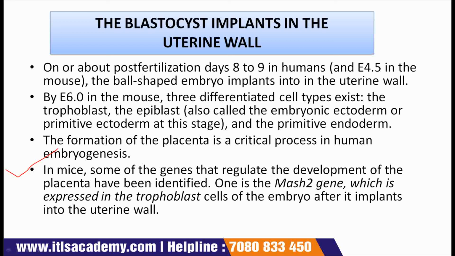Next point. In mice, some of the genes that regulate the development of the placenta have been identified. One is the MASH2 gene, which is expressed in the trophoblast cells of the embryo after it implants into the uterine wall. So you can see the development of the placenta is regulated by this particular gene. You should also remember this gene because our main focus is the development of a mouse.